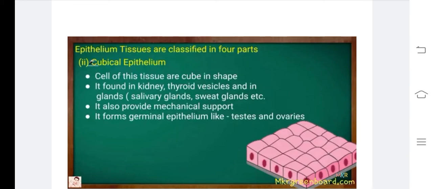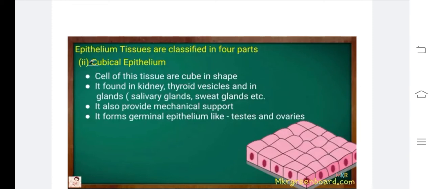Have you seen ice cubes, children? Like that. The cells are arranged like ice cubes. Cells of the tissue are cube in shape, based on the shape, as I told you. Where do we find it, ma'am? What is the location? It is found in the kidney.